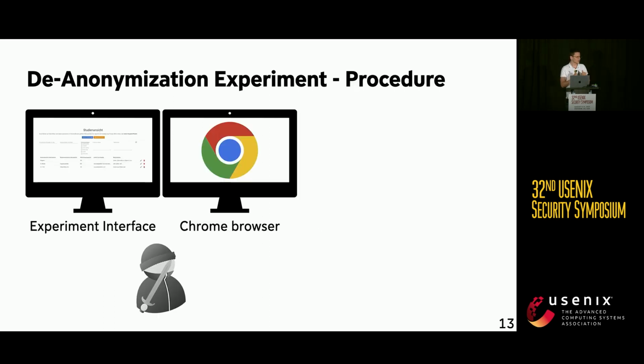The experimental interface looked like that. The students were presented with 2 screens. The left one was the experiment interface, where they were guided through the experiment and could report their results. And the second one was the Chrome browser, where we had a browser extension installed to keep track of timings, and also the decision was displayed on this monitor.